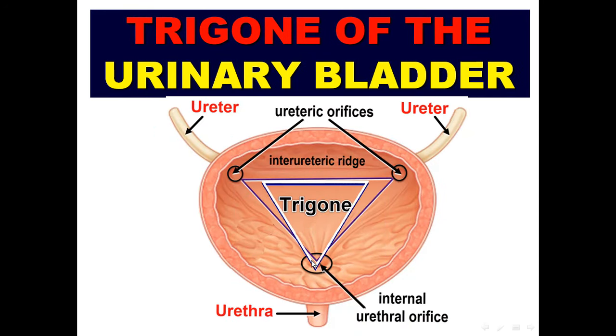This is the trigone of the urinary bladder. The trigone of the urinary bladder is a triangular area on the inner surface of the base. The base of the trigone is formed by the interureteric ridge. This is the interureteric ridge between the two ureteric orifices. The apex of the trigone is the internal urethral orifice. The mucous membrane of the trigone, as you see, is smooth due to the great elasticity of the trigone.